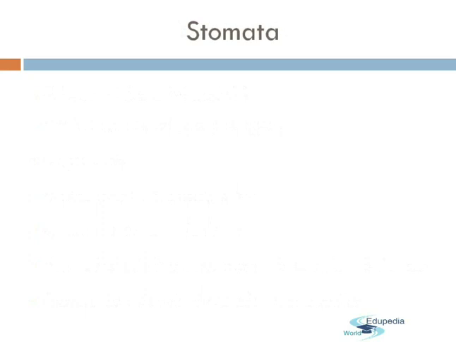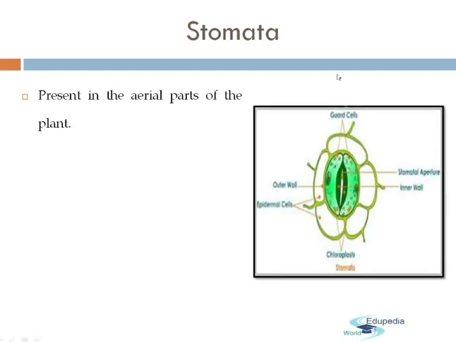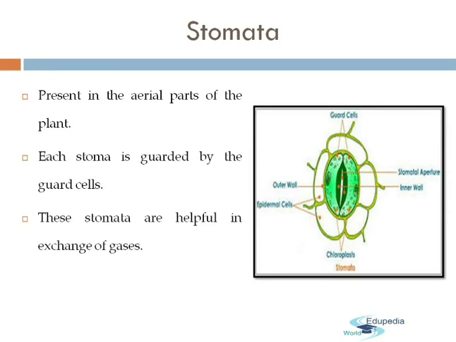Now, the specialized structures which are found in the epidermis are as follows. The first is the stomata. Now, you might be aware of what a stomata is. So, they are present in the aerial parts of the plant. This is the basic structure of the stomata. It contains a stomatal aperture and the guard cells. So, the basic function is that the stomata are helpful in the exchange of gases. They also help in transpiration, that is, the loss of water in the form of vapor.